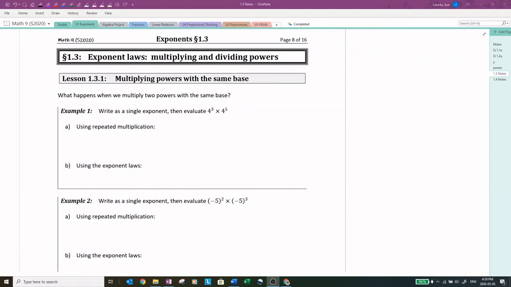Hi everyone, welcome to section 1.3 of Math 9. This is Exponent Laws, Multiplying and Dividing Powers.